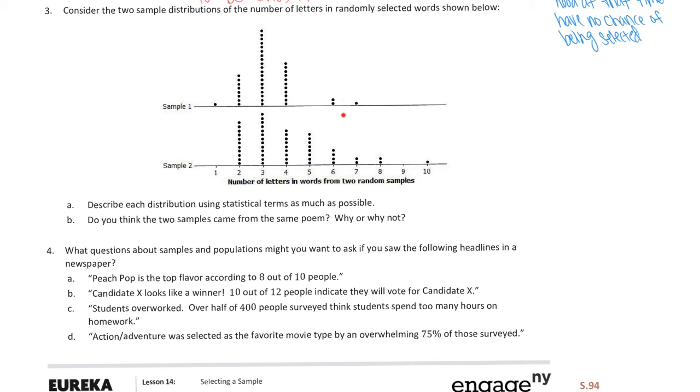So most of the words in the sample were about 2 to 4 letters long, and the bottom distribution seems to be more skewed, with the median being about 4 letters, and the smallest number of letters was 2, and the largest was 10. But most of the words in the sample were between 2 and 5 letters. So for A, for sample 1, we'll say that the median and balance point, also our mean, is about 3.